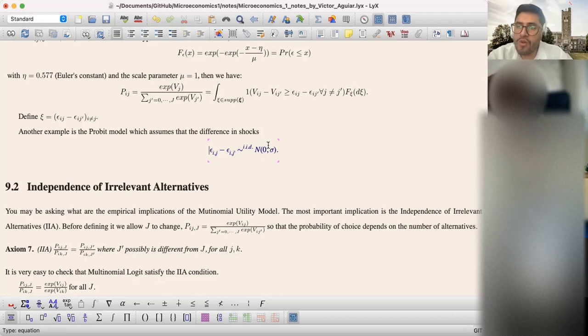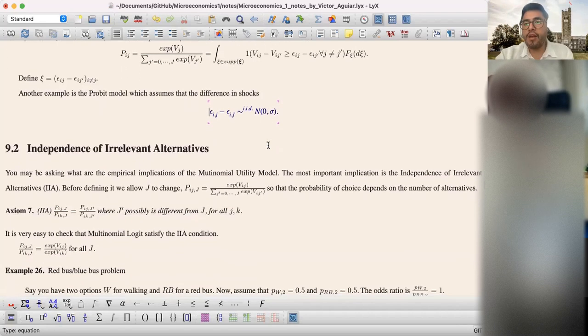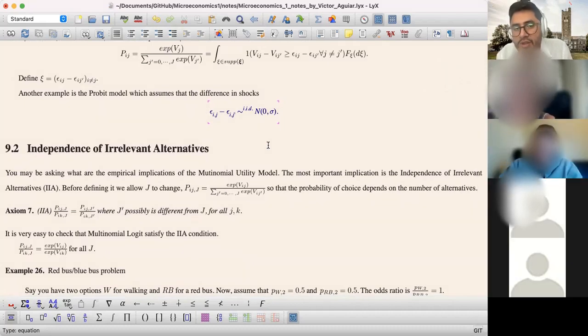And we're going to do it in order to understand what's going on with logit. As you remember, this is analogous to a Cobb-Douglas, so the spectral utility is a parametric restriction of random utility. Now, one key question we have been asking so far in this class is: what are the empirical implications of multinomial utility? The most important implication is the independence of irrelevant alternatives.